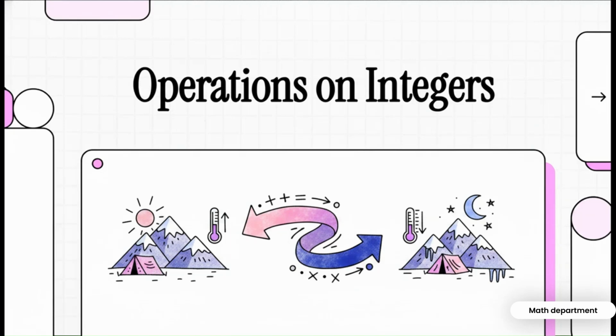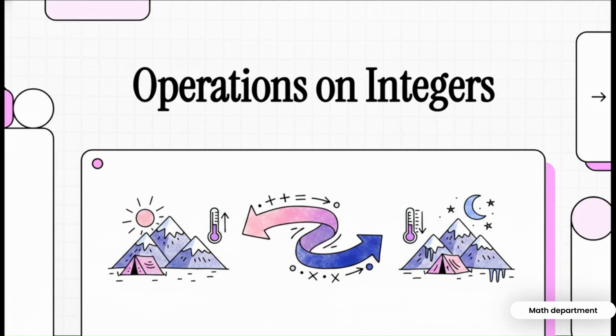Picture this. You're stationed at a base camp in Everest City. During the day, it's a brisk 12 degrees Celsius, but overnight, the temperature completely plummets, dropping by a massive 18 degrees. So how do you mathematically calculate exactly how freezing you're going to be when you wake up?